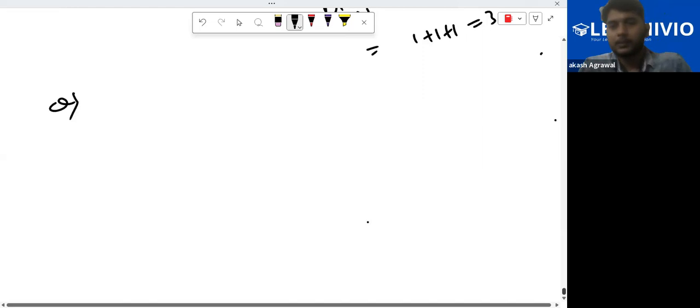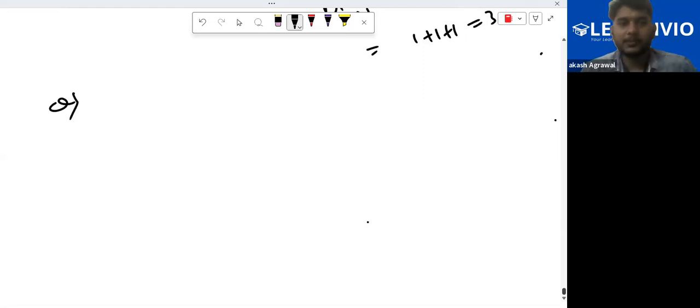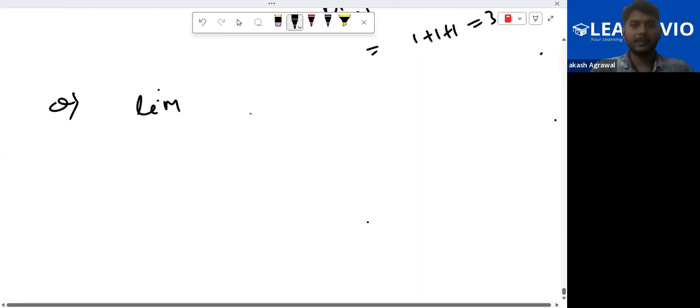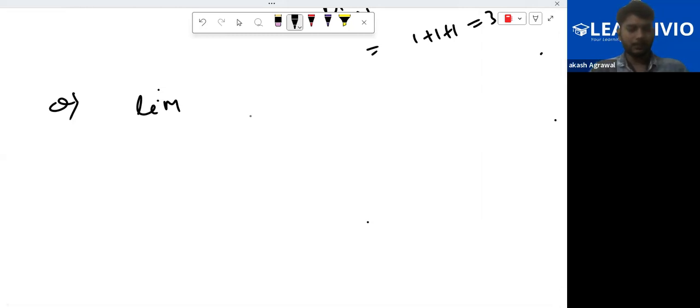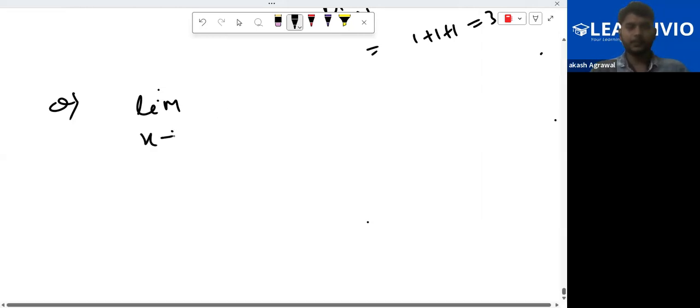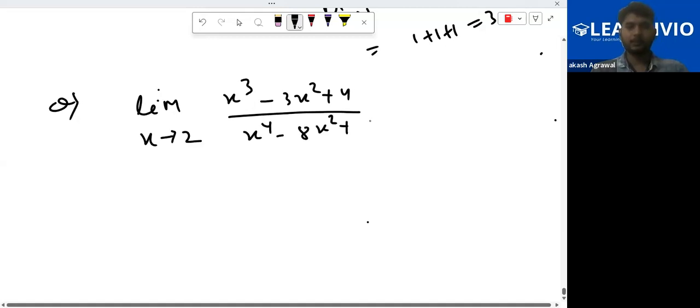Okay, we started to revise some questions of limits. So let me give you a question, try to solve it. We did direct substitution, then rationalization. So try to do this question. x tending to 2, x cube minus 3x square plus 4 divided by x to the power 4 minus 8x square plus 16. Okay.